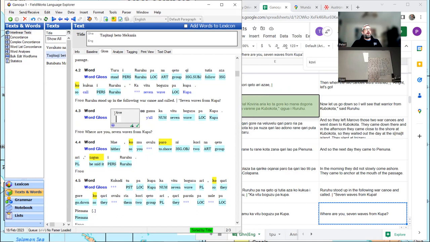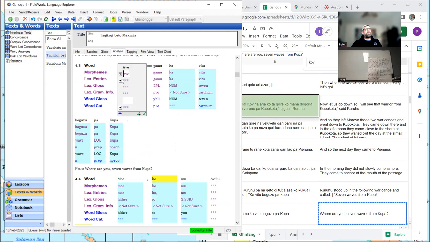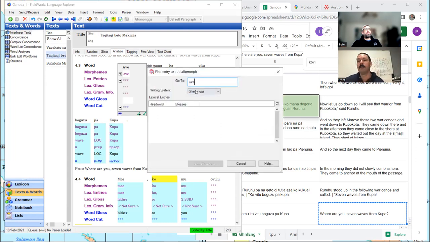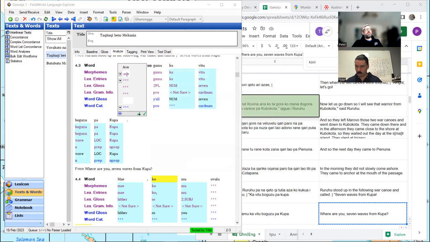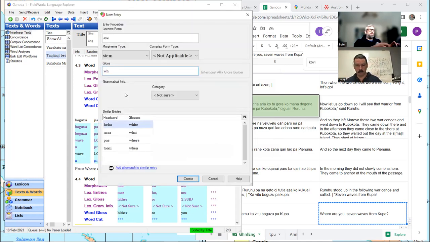So where are you, seven waves from Koopa? Now, Ave must be coming from Ave, right? Coming from what? Pave. Coming from? We haven't seen Pave anywhere? Pave. Doesn't ring a bell to me. All right, so Pave is where, and I'm guessing Pa-Ave is at where. We're going to create Ave as where.